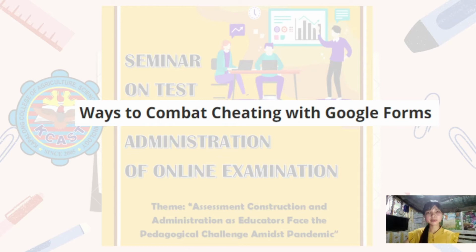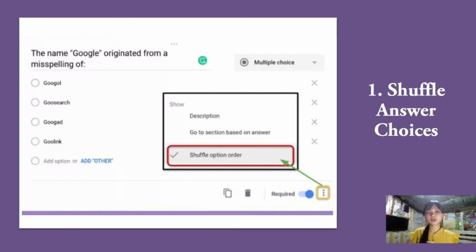Now, there are many ways to combat cheating with Google Forms. Now, the first thing I want to share and based on my searches is to shuffle answer choices. Okay, for example, this one. So, this more option button, so these three dots from the Google Form, okay, just click that one, then shuffle option order for the multiple choice teachers. So, for the multiple choice only.